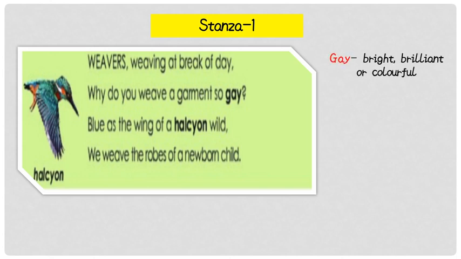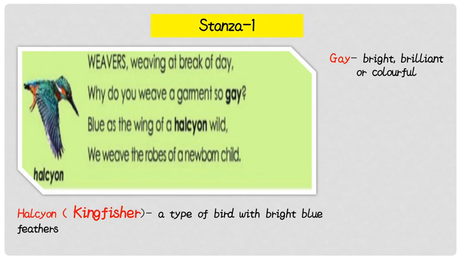You can see the meaning I wrote here. You can note it down, and in your book also, on page number 17, a small box gives new words there, with their meanings. You just write the meaning. Gay: bright, or brilliant, or colorful. Then halcyon, another name you can also write is kingfisher, a type of bird with bright blue feathers.